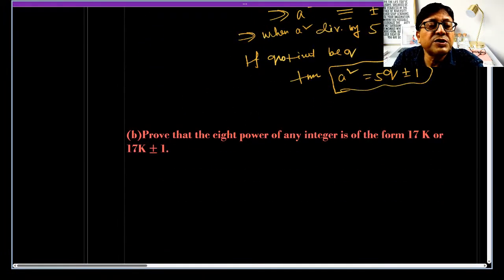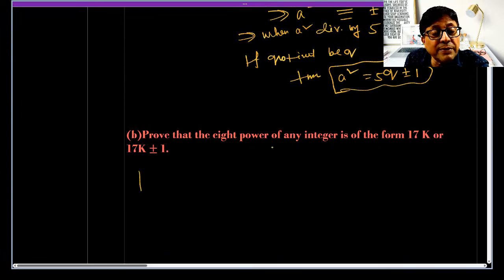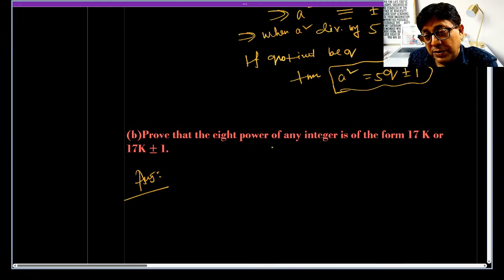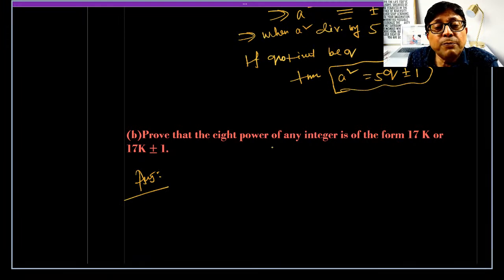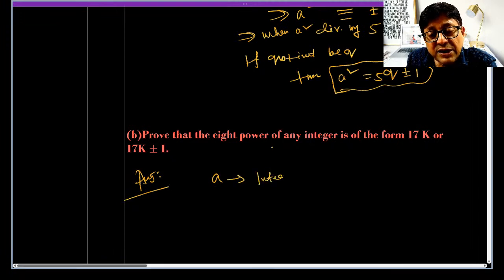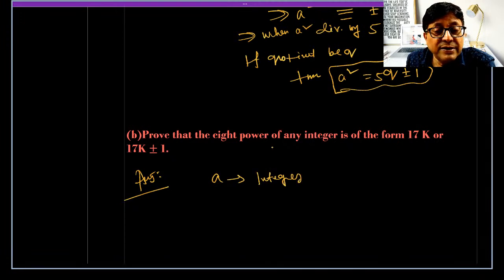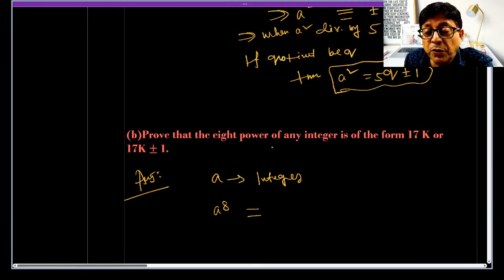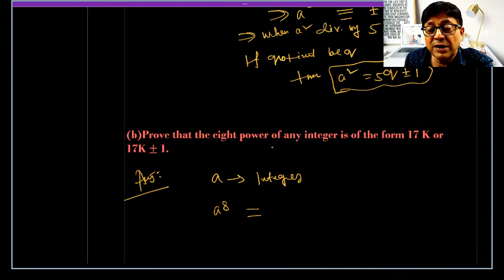Now let us go for this one. Prove that the 8th power of any integer is of the form 17k or 17k plus 1. One similar sum I have chosen here. Let a be the integer. Any integer is a. Its 8th power will be what? That we don't know. But two cases are there.